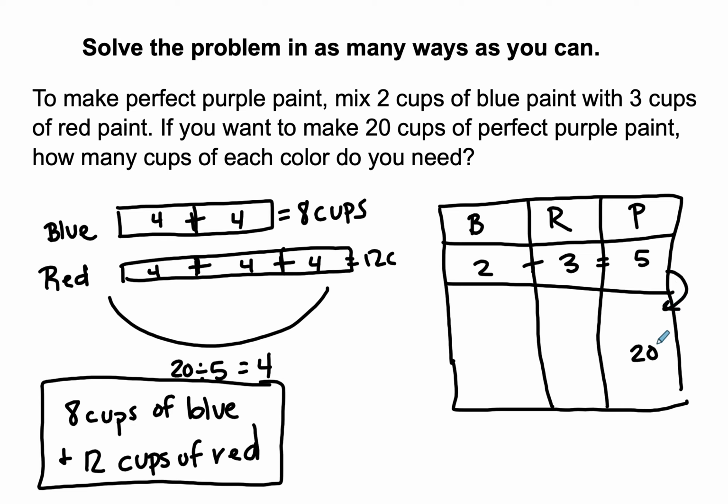In order to get 20 cups, we would have to take our amounts and times by 4. And we'd have to do that for every value. 2 times 4 is 8. 3 times 4 is 12. 8 plus 12 does equal a total of 20 cups. So 8 cups blue, 12 cups red.